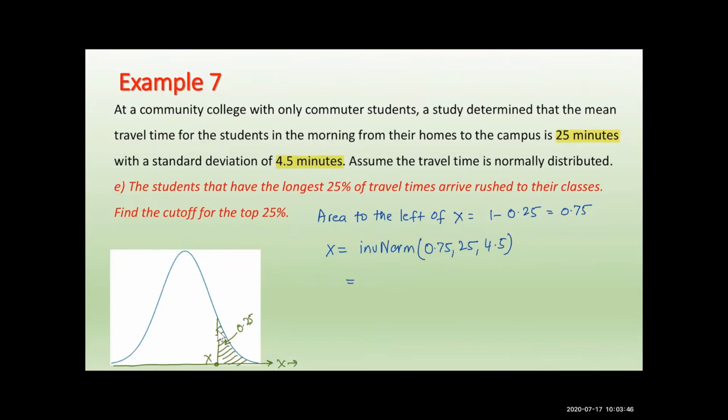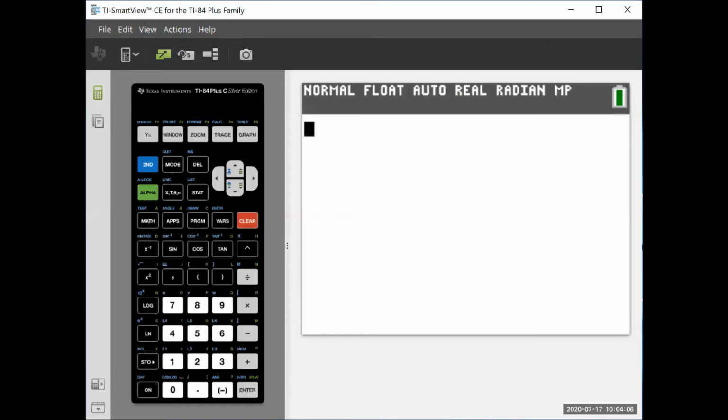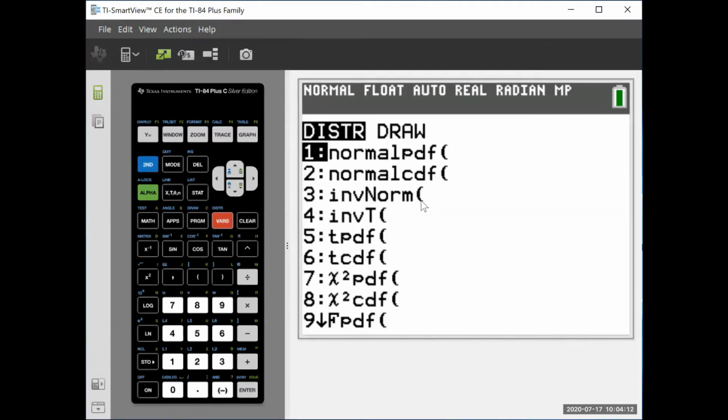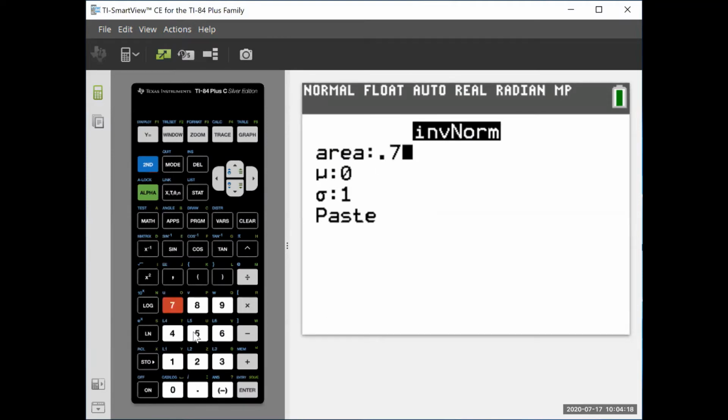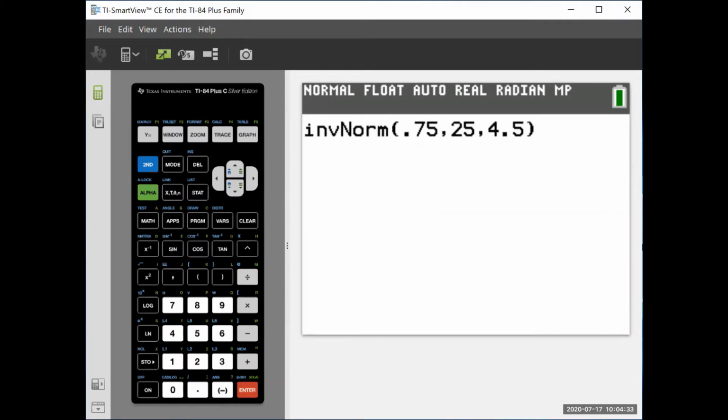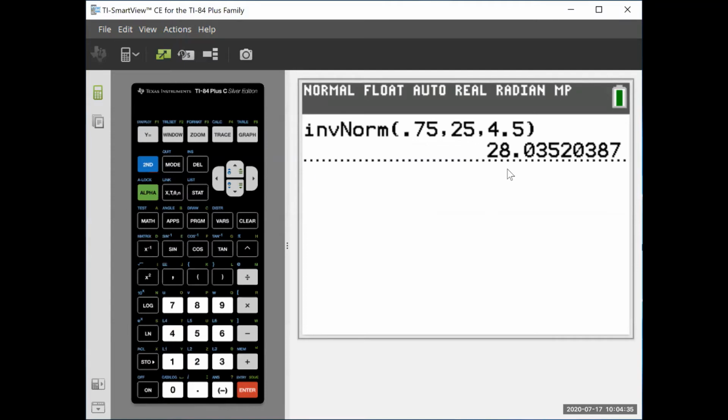If we do this, we'll get the cutoff score for the top 25% of the students, who take the top 25% of the time to arrive at the campus in the morning. In the TI-84 calculator, you go to second, then vars, because we are using the inverse normal. This is number 3. Area on the left, we just got 0.75. Mean is 25. Standard deviation is 4.5. Then you paste this to the main screen. It resembles our writing. Then hit enter.